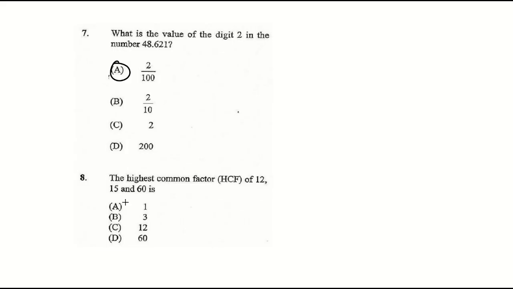What is the highest common factor of 12, 15, and 60? We want the highest number that could go into all of these numbers. It cannot be 60 because 60 cannot go into 12. What about 12? Can 12 go into 15? No. And 12 cannot go into 60. Right? The highest common factor would be 3. 3 could go into 12, 3 could go into 15, and 3 could go into 60.